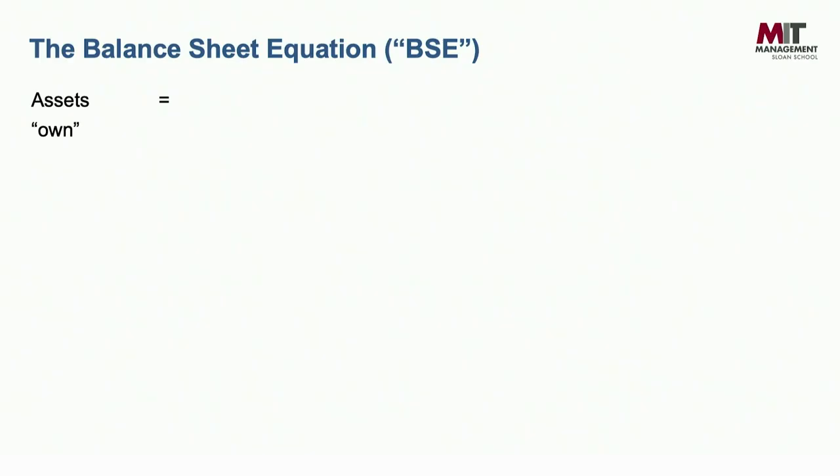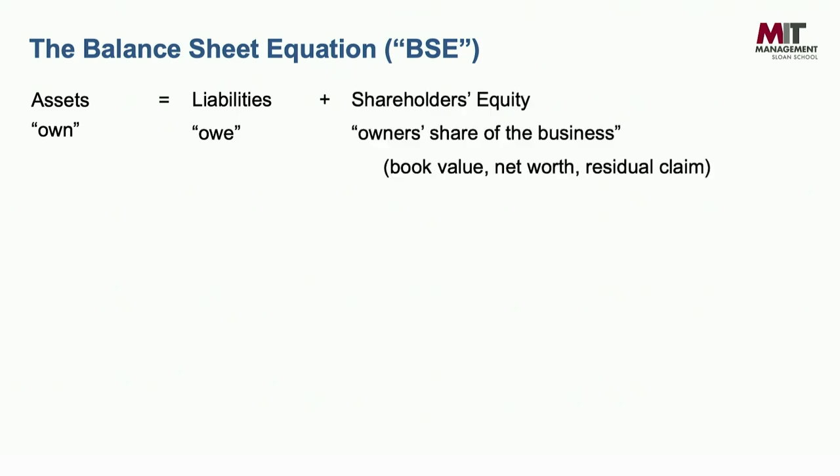Now for the balance sheet equation, I'm going to use the acronym BSE, balance sheet equation. So we've got assets, what we own. We've got liabilities, what we owe. And then we've got shareholders' equity, which is what the owners own.